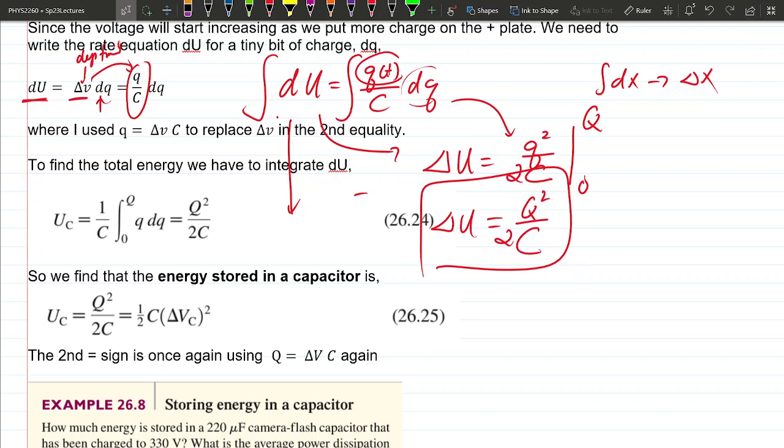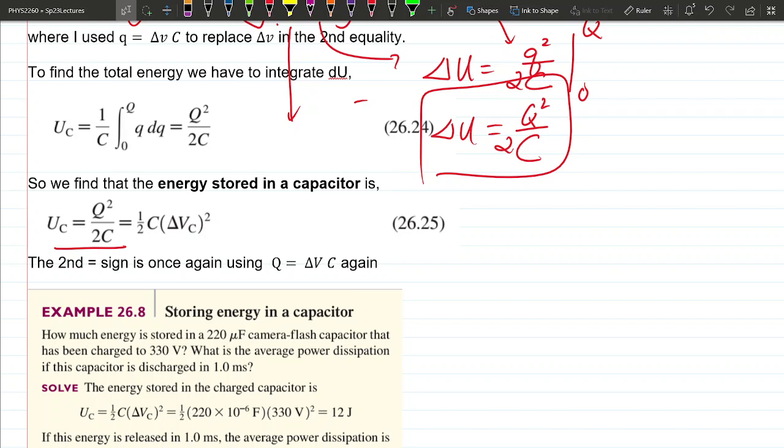Okay, so that's the energy stored in the capacitor: Q squared over 2C. Or you can rewrite this by taking the equation Q equals delta V times C and doing a substitution. You can actually calculate that the energy stored in a capacitor is 1/2 the capacitance times the voltage squared.